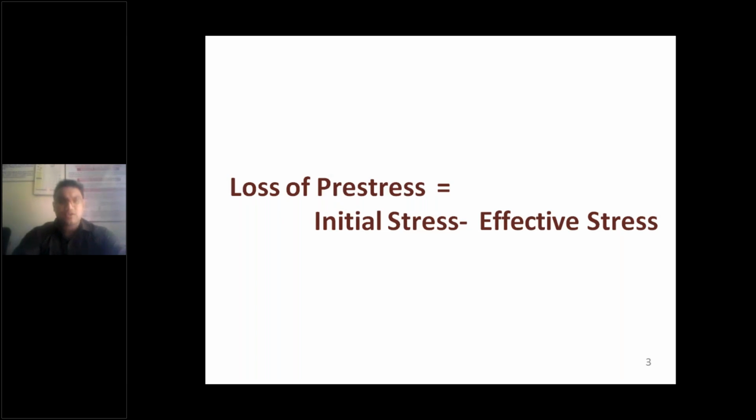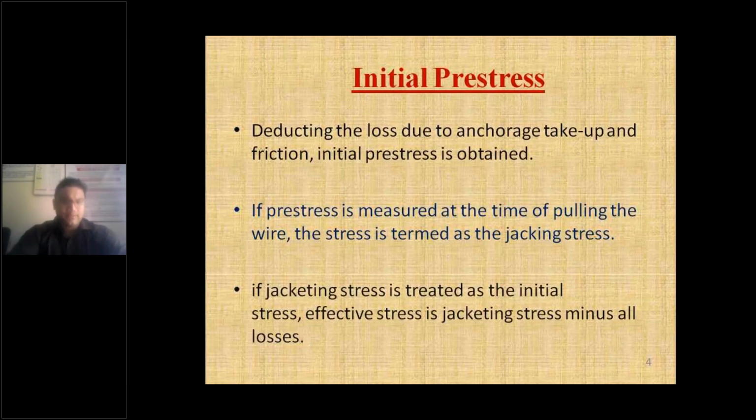Okay, so let's first talk about what we mean by initial stress. See, the initial stress is nothing but the stress obtained by deducting the loss due to anchorage slip and the friction. So how are you going to get the initial stress? The initial stress you are going to consider by deducting the loss due to anchorage slip and the friction.